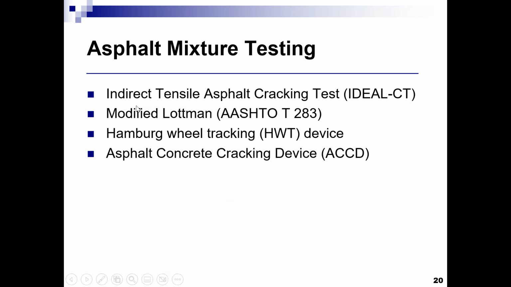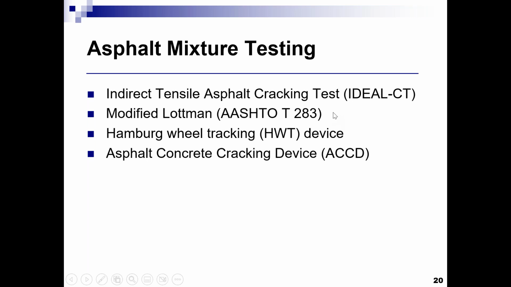The first test is called the indirect tensile asphalt cracking test. This is a test that was recently selected by ODOT for consideration for use to evaluate the fatigue cracking resistance of asphalt mixture. So it's really a cracking test. It tells us about the ability of the asphalt mixture to resist cracking.